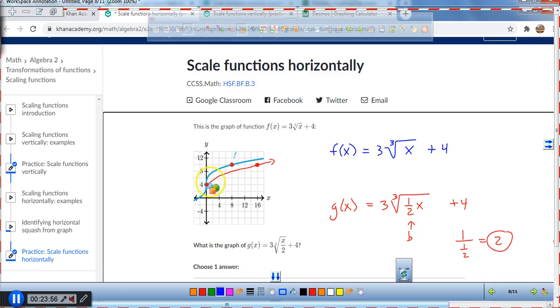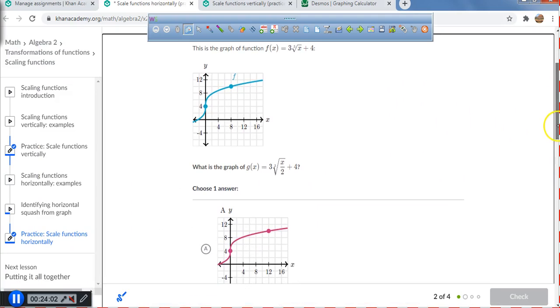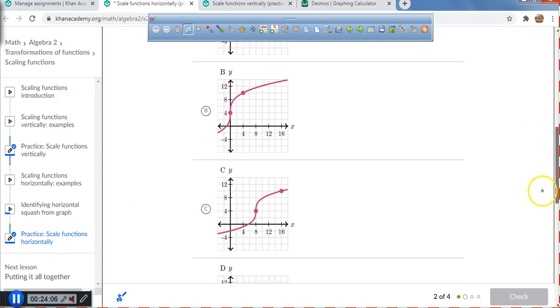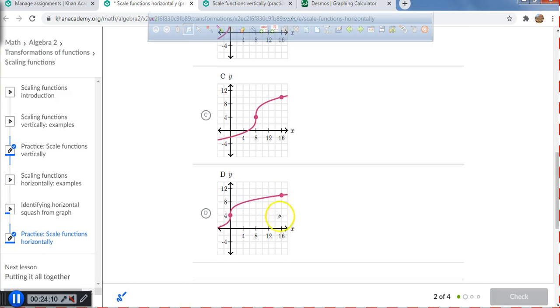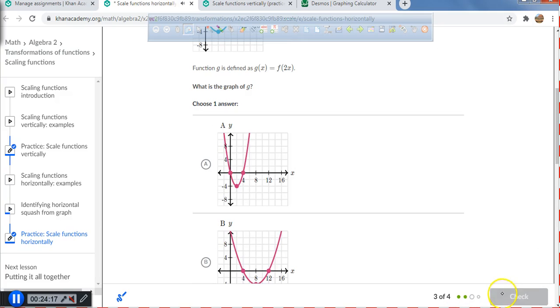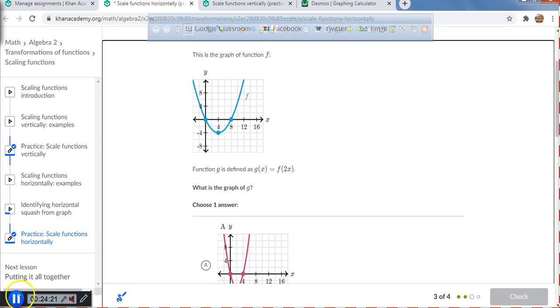All right, so I'm going to look for a graph that goes through (0, 4) and (16, 10). That's what I'm looking for. Nope. Nope. Nope. Yay! There it is. There's the stretch, all the way to 16. That stays the same. That's all you've got to do. Easy. Not a problem at all. All right. Sometimes I just can't help myself. I see this and I just want to solve it.